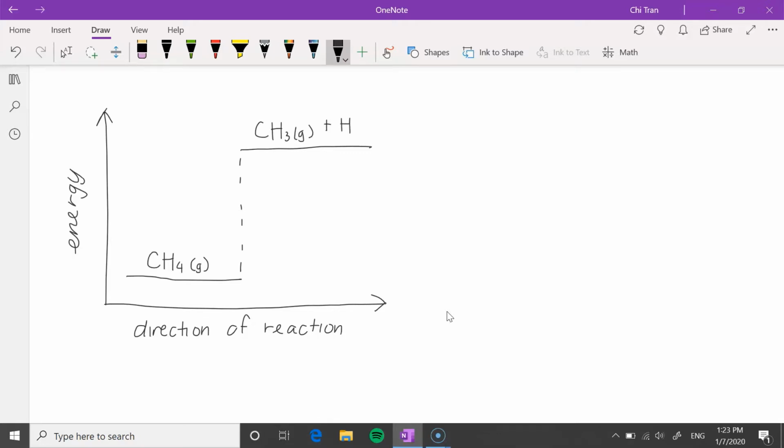And then for the change in energy level, we simply need to fill in and use the delta H value, which is positive 414. And remember to write in the units as well, kilojoules per mole. And that is our final answer.